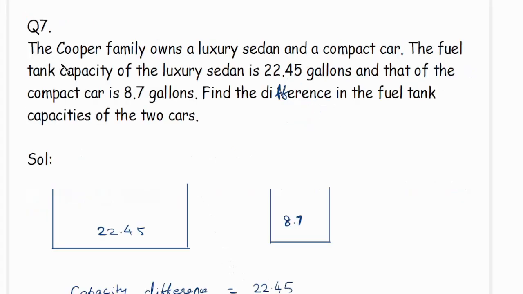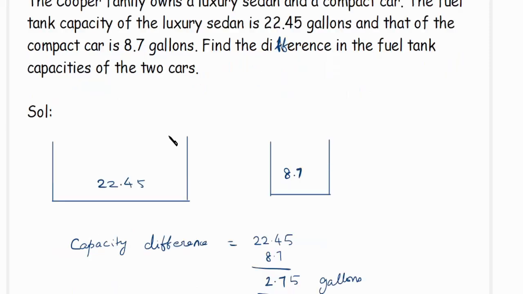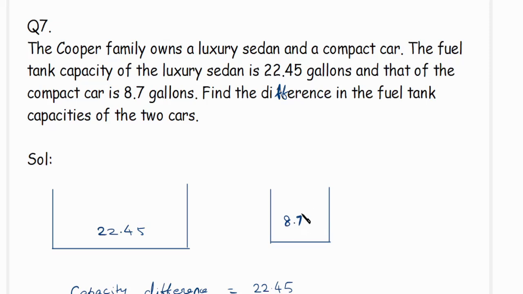The next question: the Cooper family owns a luxury sedan and a compact car. The fuel tank capacity of the luxury sedan is 22.45 gallons and that of the compact car is 8.7 gallons. Find the difference in the fuel tank capacities of the two cars. So imagine that this is the tank capacity of the sedan car and this is the compact car fuel tank capacity. So this is 22.45 gallons and 8.7 gallons.